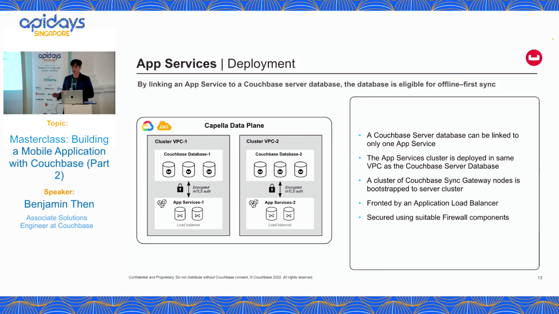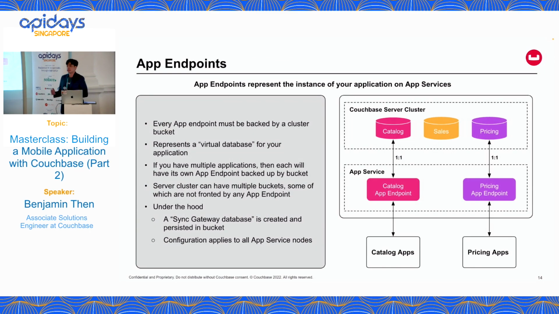App services connects to clusters, right? So if you have one big cluster, that is where app services connects to. And endpoints link directly to each bucket within a cluster, right? So take an e-commerce app, for example. You have a full database with different buckets like catalogs, sales, and pricing. And the catalog component of the application will connect to the catalog bucket, and the pricing component of the application will connect to the pricing bucket, right?